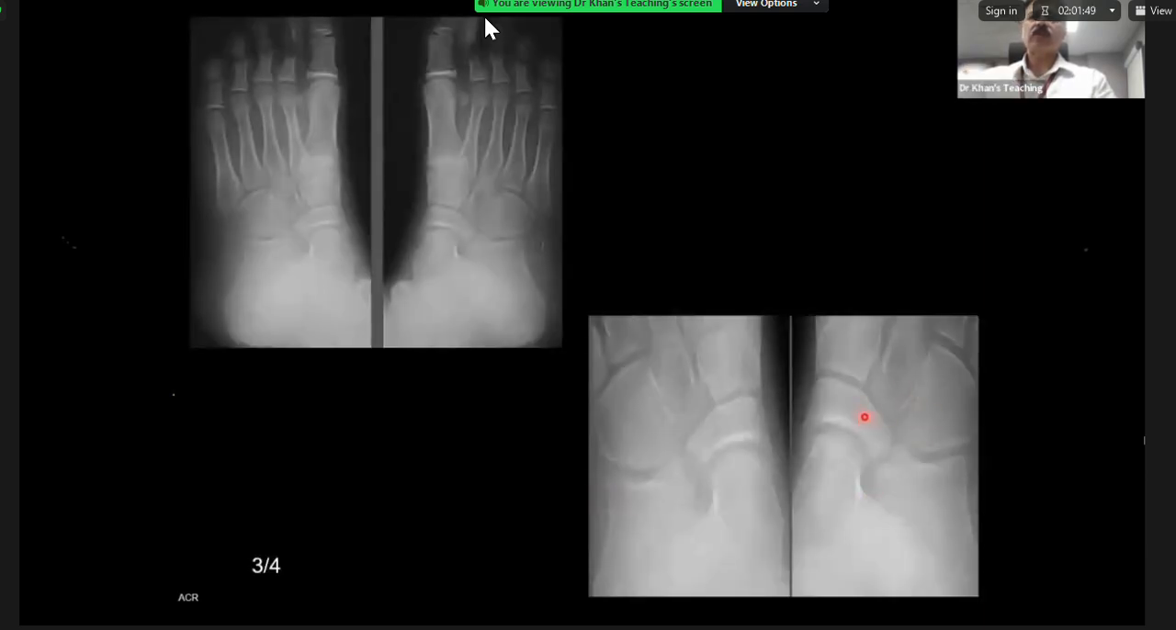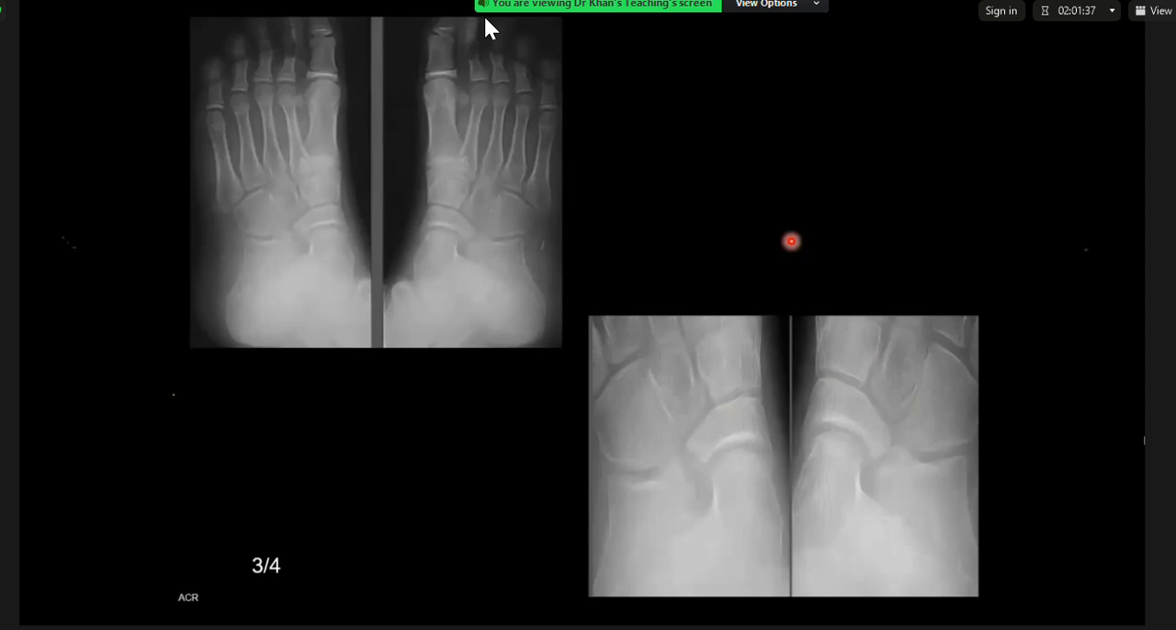Let me correct myself. This is right here. This is left. This small view. Anything? I'd want to look more closely at the talus and the calcaneum to see if they are separate or if there's evidence of coalition there.